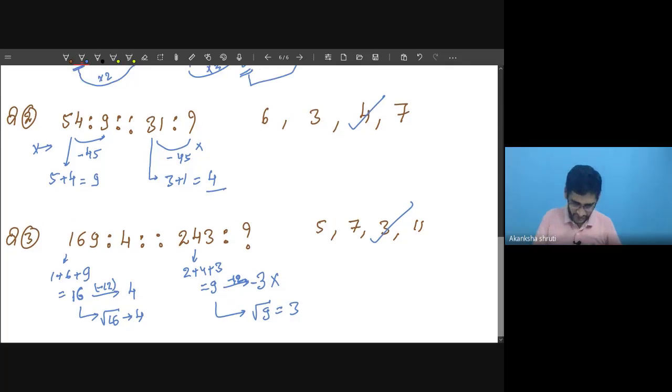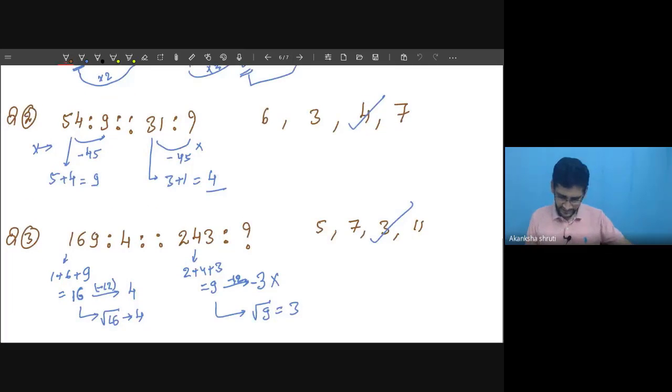Okay, let me do one more question based on these digits. It appeared that these are quite complex relations, but these relations are not complex. So before going for complex relations, you also think for this digits relation. Students, I was explaining this third question. Here 169 is to 4, double colon, 243 is to what? The options given were 5, 7, 3 and 11. So how can we reach to 4 from this 169?